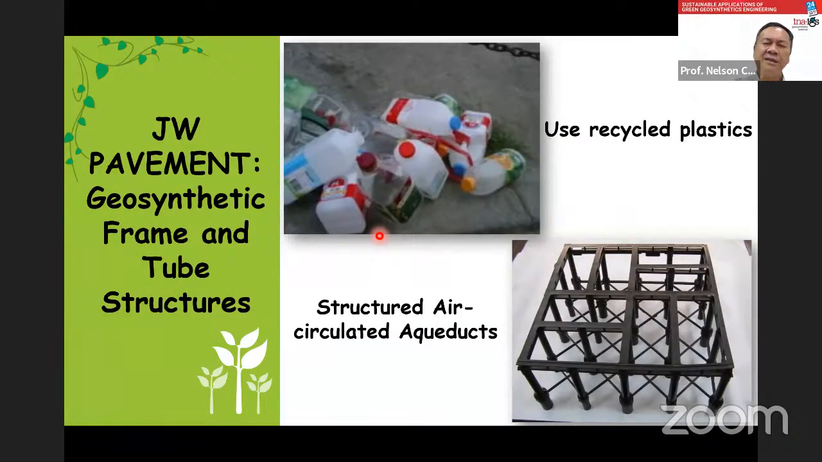The geosynthetic they use is recycled plastics. It's made of this kind of structure. Actually, it's a frame, but also with holes here. This aqueduct is about 1 centimeter in diameter for each connection, and they also put a cover. During construction of concrete, they don't want to let the concrete get in, so there's a temporary cover.